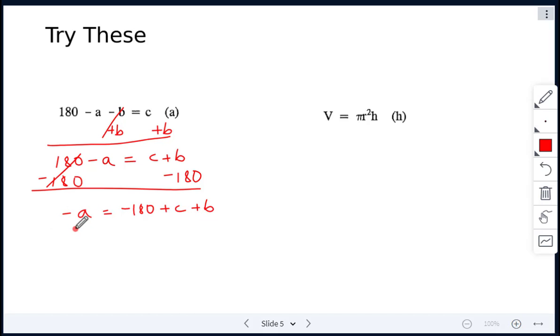But I'm left with negative a. So you have to divide by negative 1. Okay, and that will leave me with a is equal to negative 180 divided by negative 1. That will give me a positive 180. And then a positive c divided by negative 1 will give me a negative c, and same thing with the b divided by negative 1 will give me a negative b. So I'm just going to rewrite that out. So it would be 180 minus b minus c.